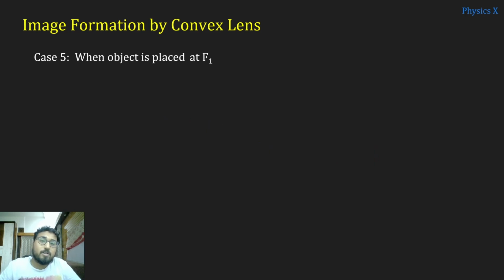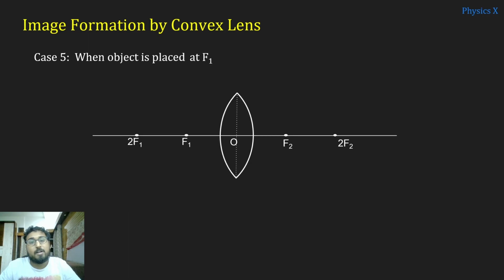Now next case we have is when the object is placed at f1, right? This is your case. Again I am considering the ray parallel to the principal axis and the ray through the optical center. Now you can see that since the object is placed at the focus point, these two refracted rays will be going and they won't be meeting in the real world. The meaning is that they both are parallel. These two lines are now parallel.